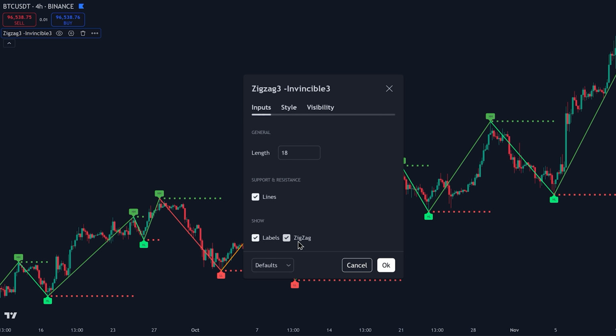Finally, the zigzag lines option. This checkbox allows you to show or hide the zigzag lines that connect the key price points. The lines make it easy to follow the price movement. If you only want to see the labels or support and resistance lines, you can turn the zigzag lines off. Once you've customized all the settings to your liking, click OK to apply the changes.